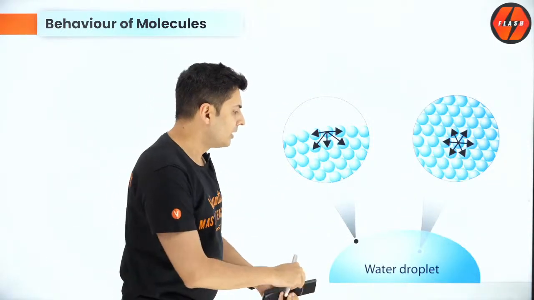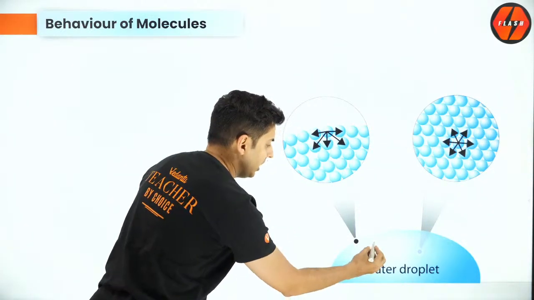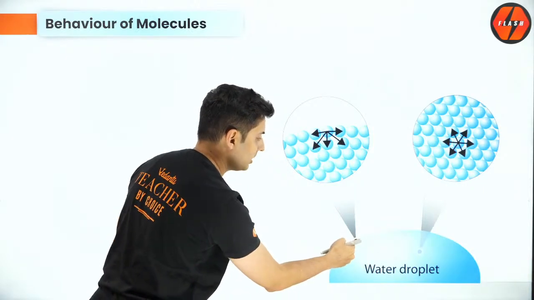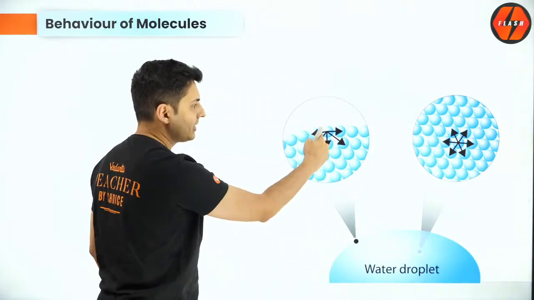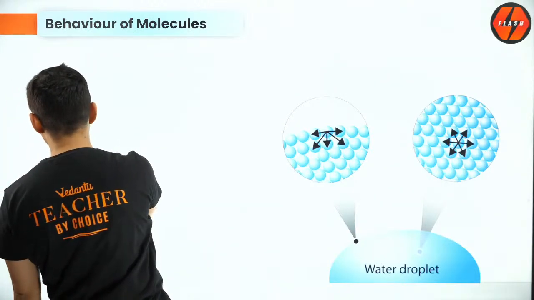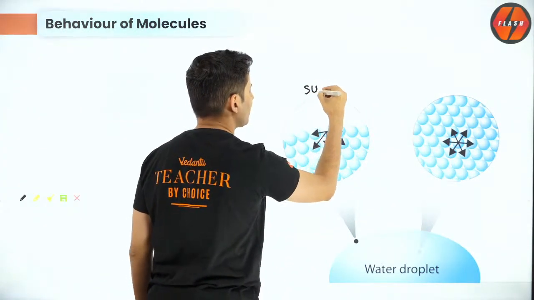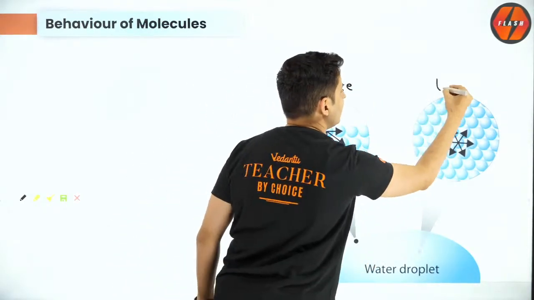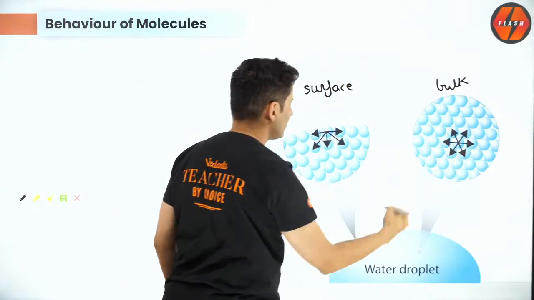Because if you talk about a molecule on the top of a droplet, something like over here, these are nothing but the surface molecules. Now, this is very interesting to see. These are nothing but surface molecules. The molecules deep inside are nothing but bulk molecules.